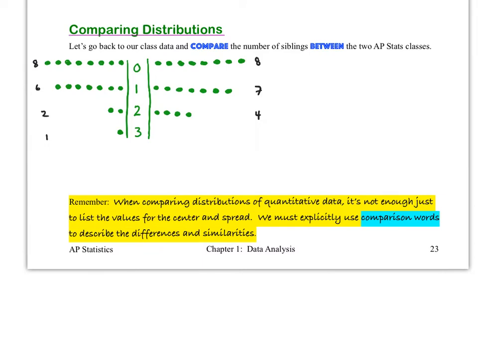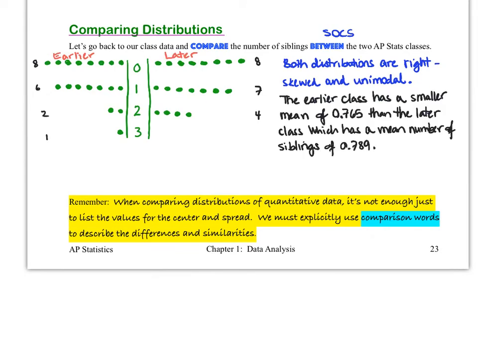So let's use SOCS as our guide, remember. Shape, outliers, center, and spread. We're not going to worry about outliers right now, but we are going to start out with shape. Shape is something that both distributions have in common. They're both right skewed, with the high frequency on the left and the low frequency on the right, and unimodal, meaning 1 peak.